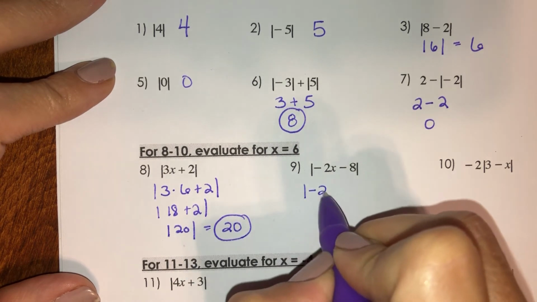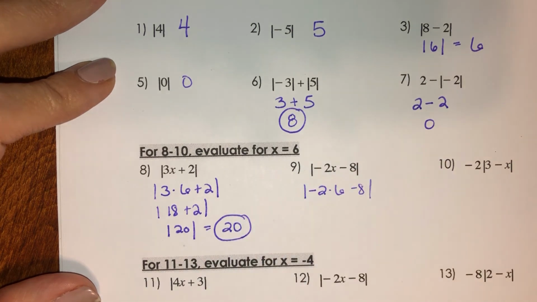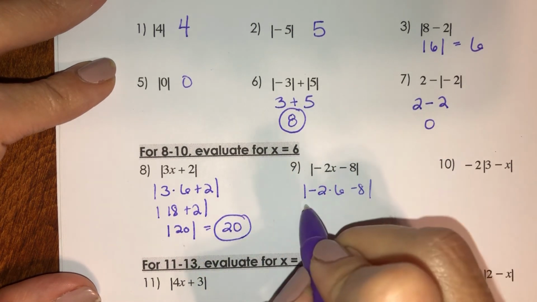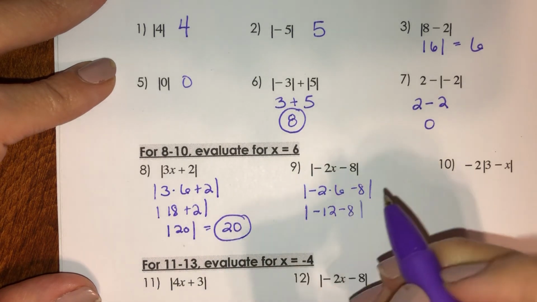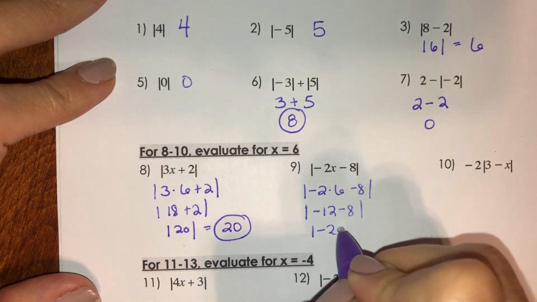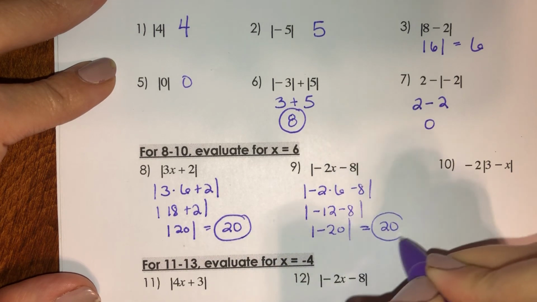I have the absolute value of -2 times 6 minus 8. That would be -12 minus 8. -12 minus 8 is -20. Absolute value of -20 is 20.